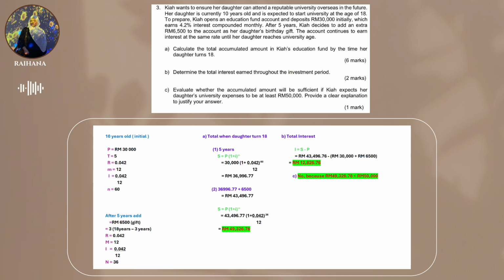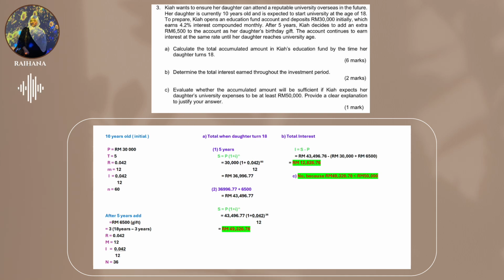For question 3A, firstly, we need to find the S for the first 5 years by using the formula S equal to P bracket 1 plus I bracket power of N. And we got 36,996 ringgit and 77 cents. And then after that, we need to add 6,500 ringgit. And lastly, we need to find the final S, and we got 49,326 ringgit and 76 cents.